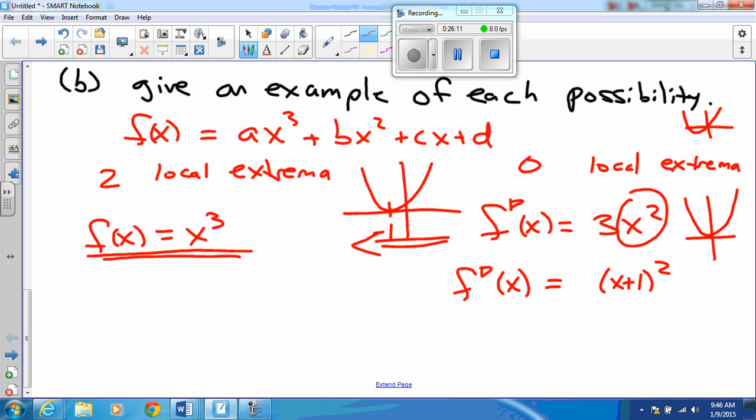Okay. Let's do the same thing. But now, I want you to construct an f prime that goes through the x-axis twice. Goes through the x-axis twice. So that would be 2 local extrema. That would be a 2 local extrema case, that's right. There's a couple of ways you could go about writing such an f prime.